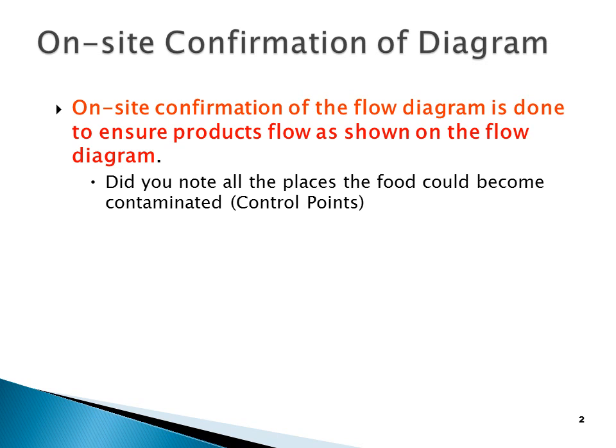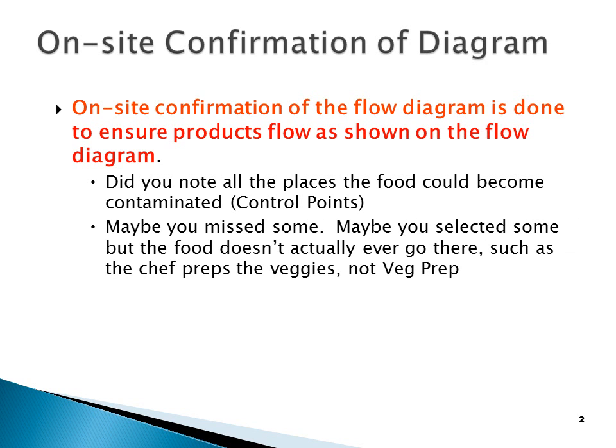Did we note all the places the food could become contaminated? Those would be the control points. All those rectangles are control points. Maybe you missed some. Maybe you selected some, but the food doesn't actually ever go there, such as the chef preps the veggies, not veg prep.